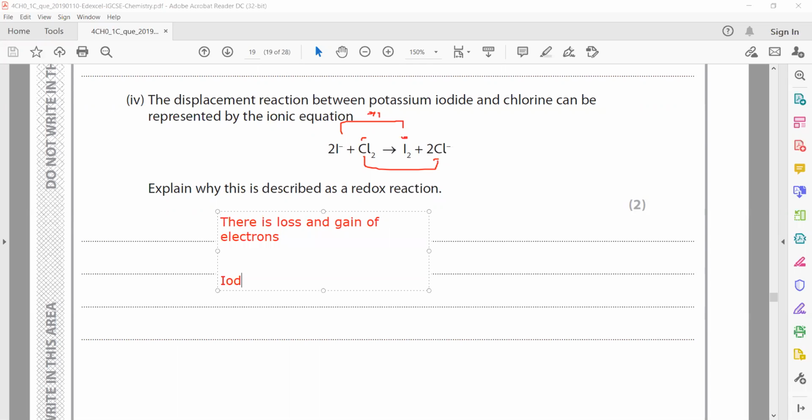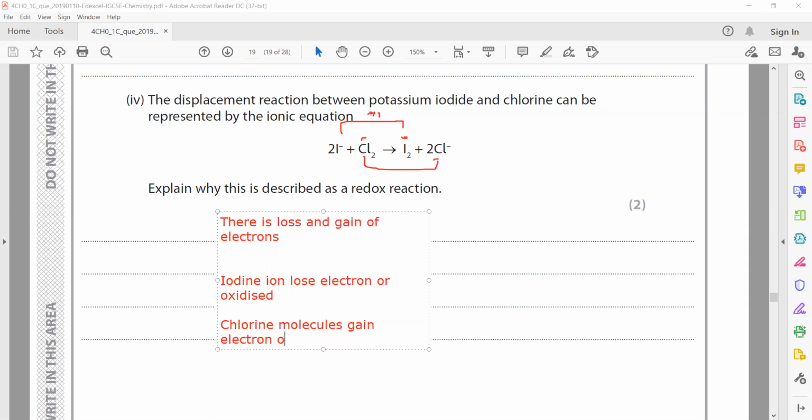Iodide ion loses electrons, or is oxidized, whereas the chlorine molecule gains electrons, or is reduced.